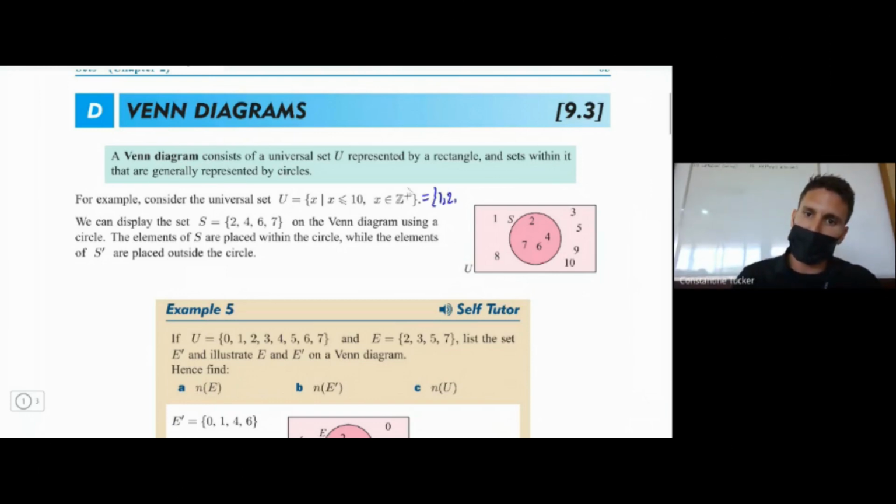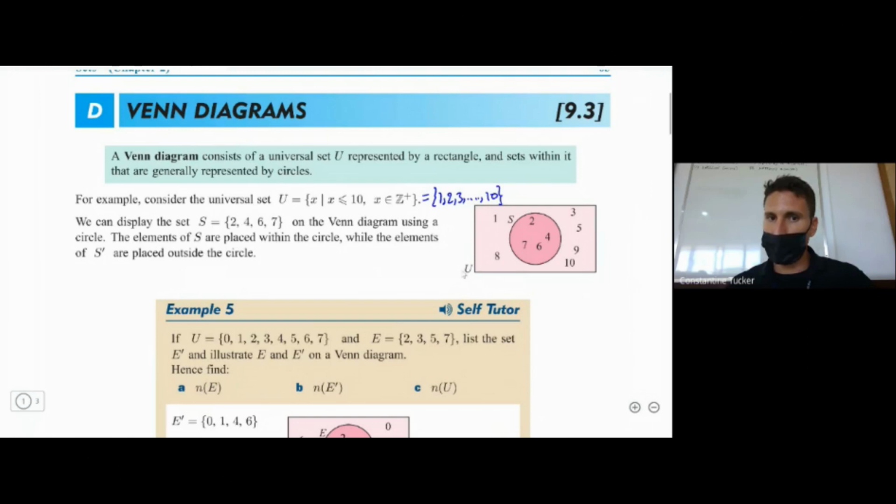They just gave it in a strange way, hoping you would get it wrong, but little did they know about you. You will not fall into any traps. So here, 1, 2, 3, 4, 5, all the way up to 10 would be your set, U. Now, they also give you this set here, S, which is the set of numbers 2, 4, 6, and 7. Well, easy peasy. Let's go ahead and draw a Venn diagram here.